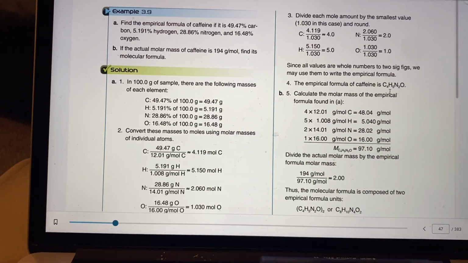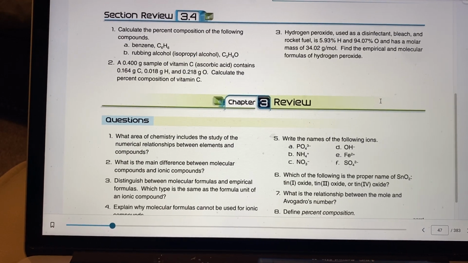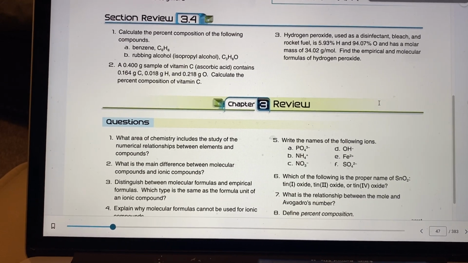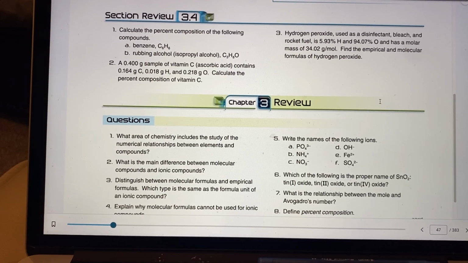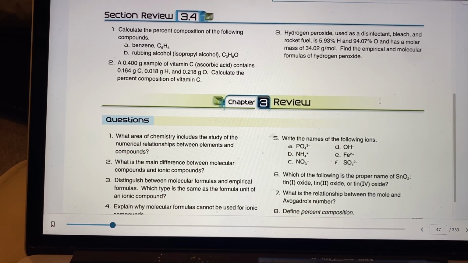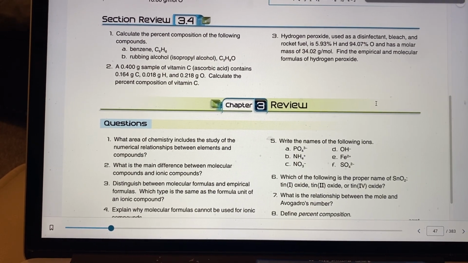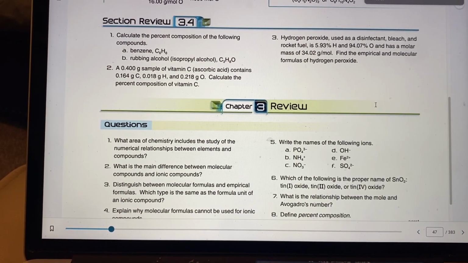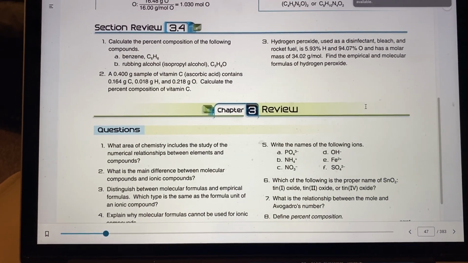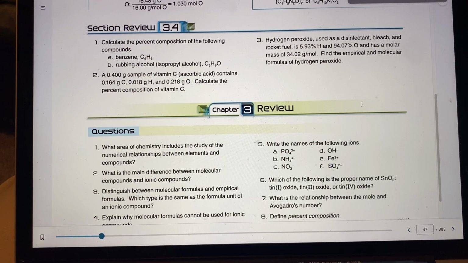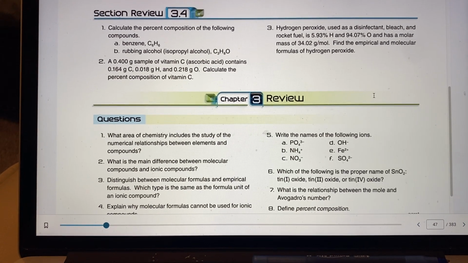So let's see what else we have here. Okay, let's do the review questions really quick. I think I have the review questions. Let's see. Maybe I didn't have them listed here. Let's see. Oh, section review. See if we have this. This is it.